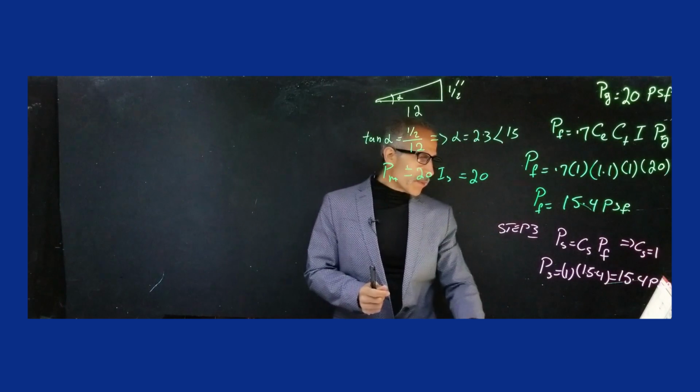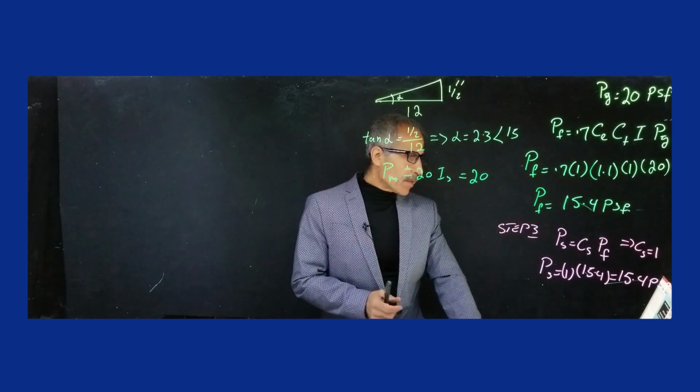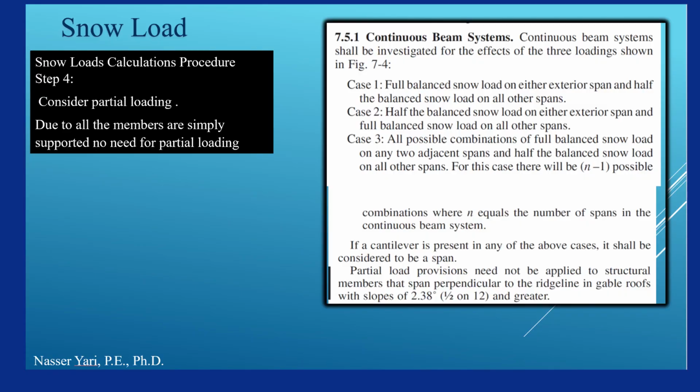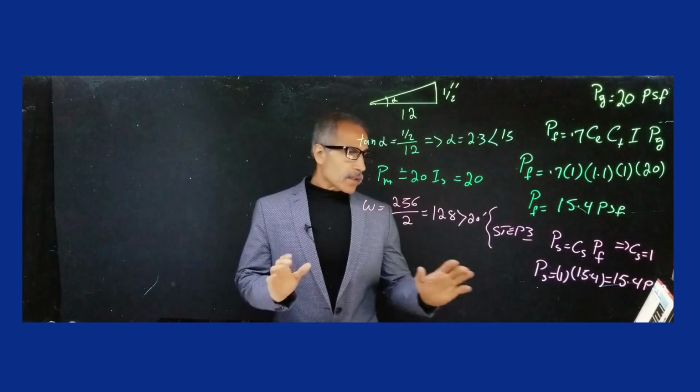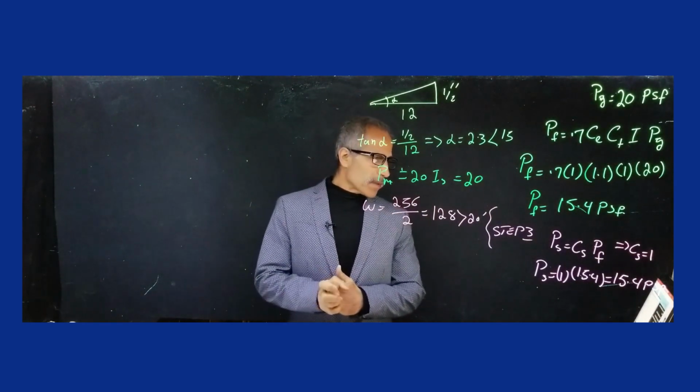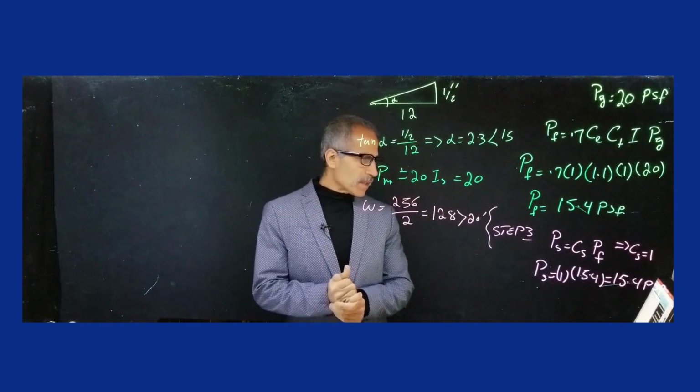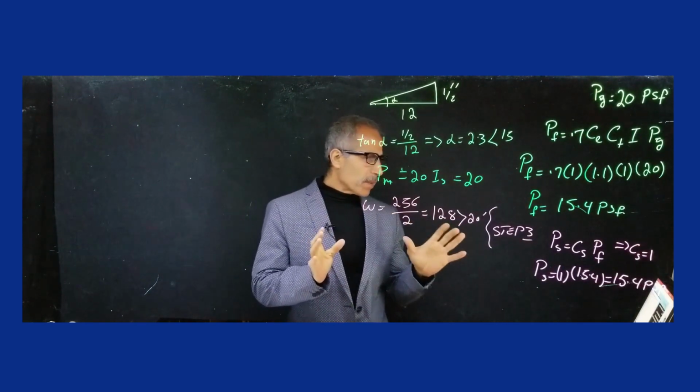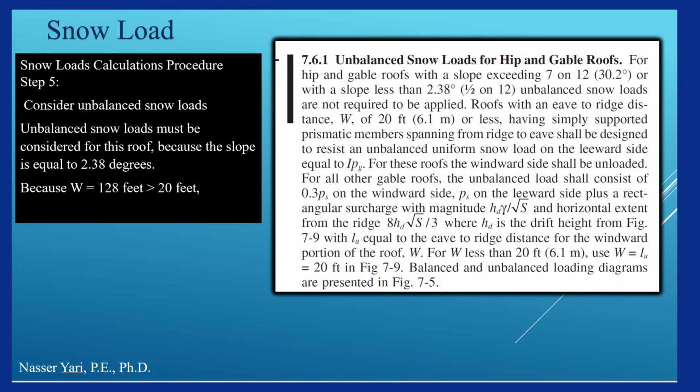Now let's go to step number 4. Step number 4 says consider partial loading. And when you read the spec right here, because at the beginning of the problem I mentioned that all our members are simply supported, we're not going to worry about partial loading. And therefore, let's move on to the next step. So this will bring us to step number 5, which is kind of interesting. Step number 5, it says, consider unbalanced snow load.